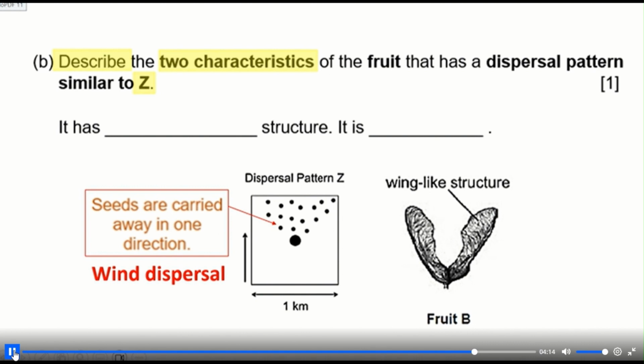And from the fruit B diagram, we see that fruit B has the characteristic of wing-like structure. So one of the answers we can write here is what structure? Wing-like structure. And usually for fruits that are carried by wind, they are usually light, so that they can be easily carried by the wind to a distance far away from the parent plant.